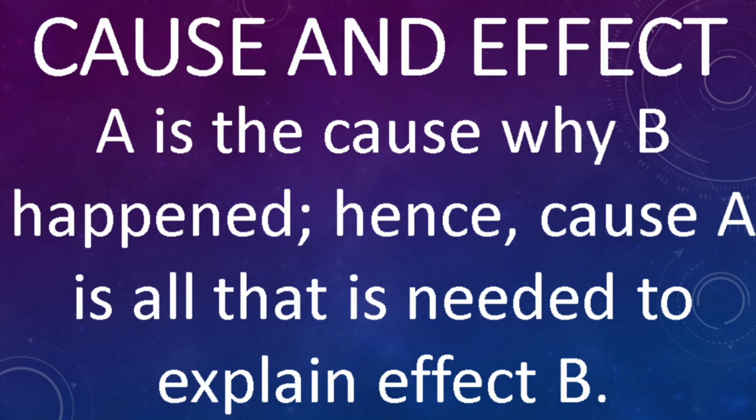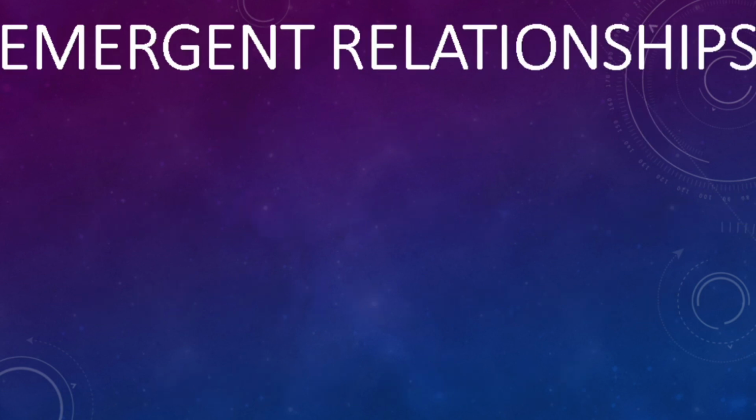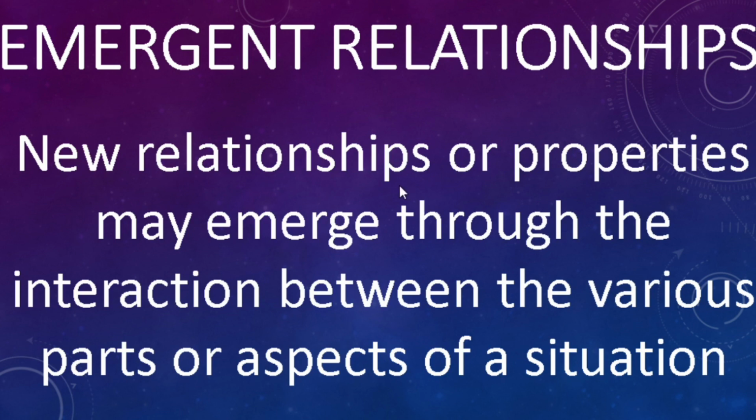So yun. So it also means that everything can be explained in yun, dividing or subdividing the parts into smaller ones, tapos tingnan mo yung cause and effect relationship ng bawat isa. There you can decide kung ano yung solution na ipoprovide mo into this particular system problem. So, when we check the cause and effect at pinaghimay-himay ang parts, it can emerge new relationship. So, this is emergent relationship. So, new relationship or properties may emerge through the interaction between the various parts or aspects of a given situation.